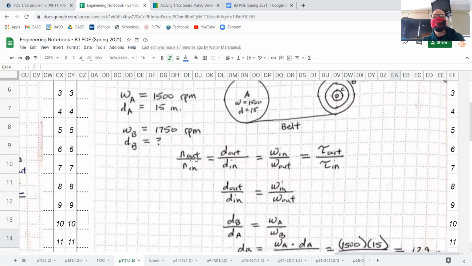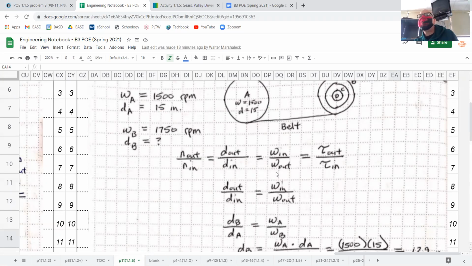The equation that I wrote down is n sub out over n sub in equals d sub out over d sub in. Remember, this is not number of teeth, and actually, that doesn't even apply, but I wrote down what I saw. And then d is the diameter. This little w is the angular speed, w sub in over w sub out. And then this is t or tau for the torque, t sub out over t sub in.